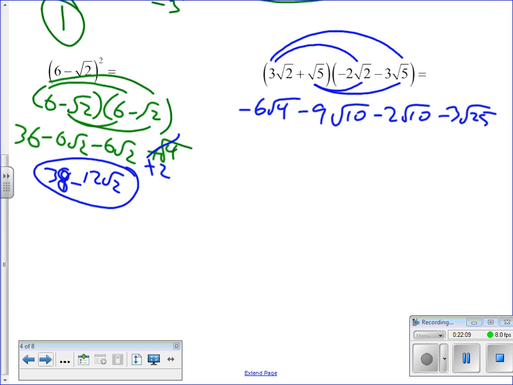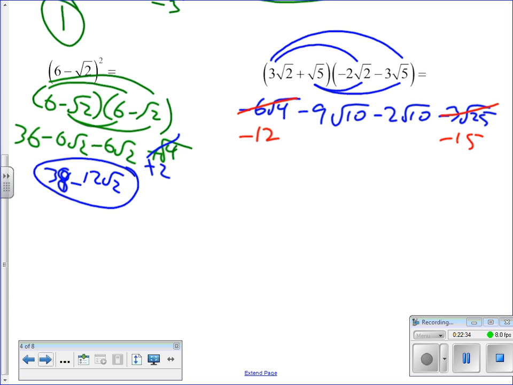Now we start simplifying things down a little bit. Square root of 4 is what? 2. 2 times -6. That makes this -12. Square root of 25 is 5. 5 times -3 gives me -15. I can't simplify the square root of 10s, so now I just combine up any like terms that I have.